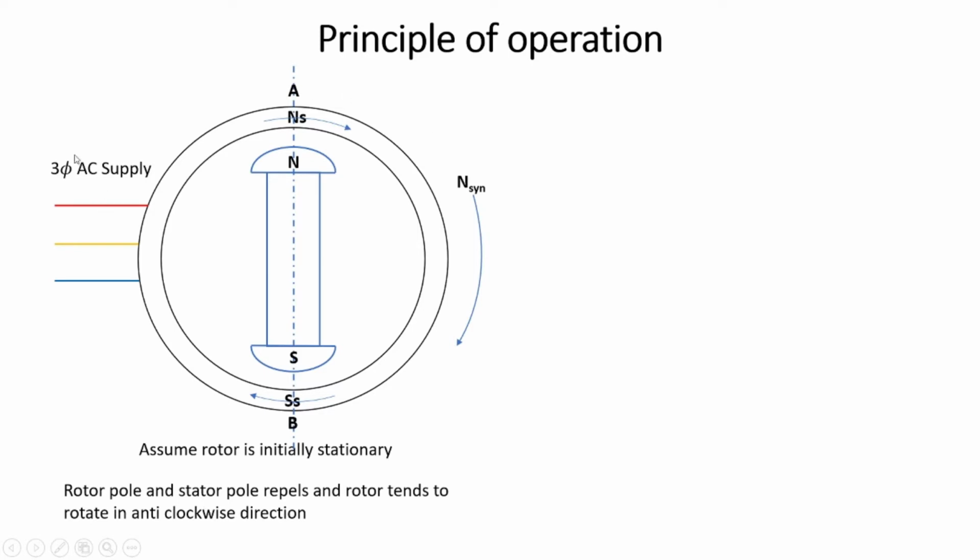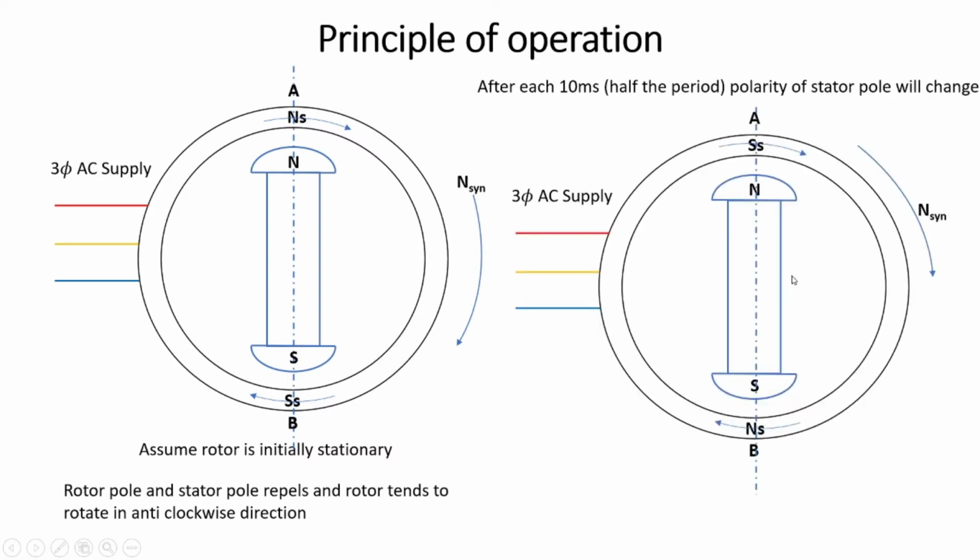So since we are giving three-phase AC supply, assume the supply has a frequency of 50 Hz. As the supply frequency is 50 Hz, after half a period, that is after each 10 millisecond, the polarity of the stator poles will change. That is, under A, the polarity of the stator pole becomes SS, and under B the polarity of the stator pole becomes NS.